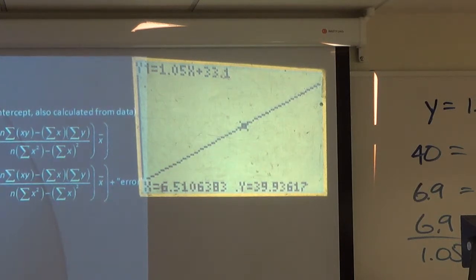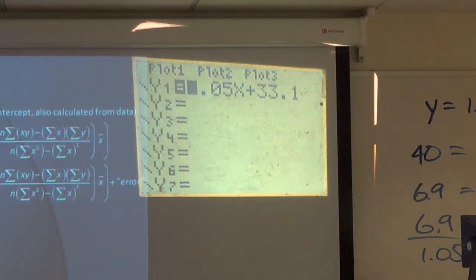Shelby, yes? How do you get rid of it? Because I have my points on my line still. Press your y equals button, and you see how your plot 1 is highlighted? Yes, sir. Blinker on top of it, and press the enter button, and then when you press graph, it's gone. Okay. Gone now? Got it.